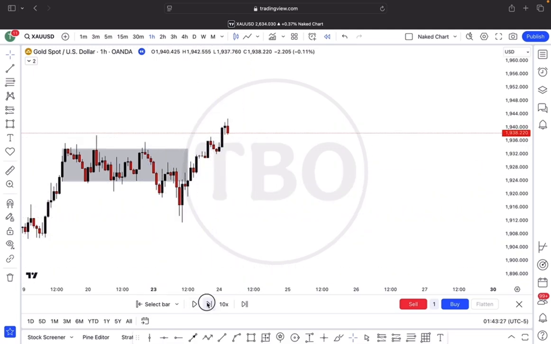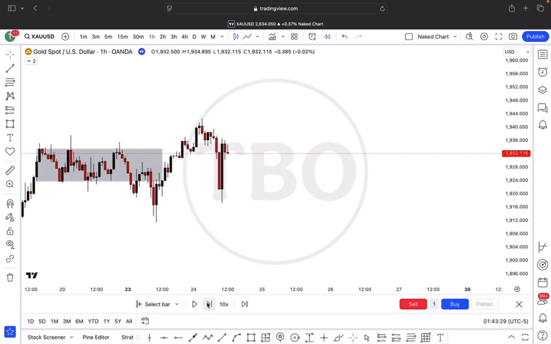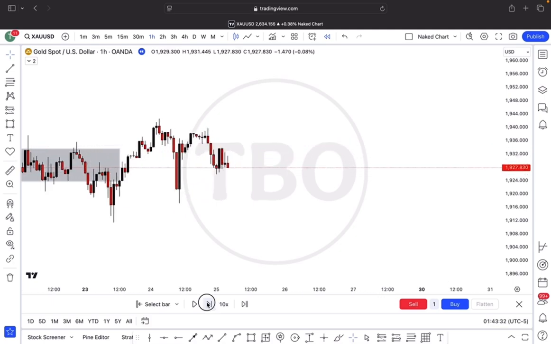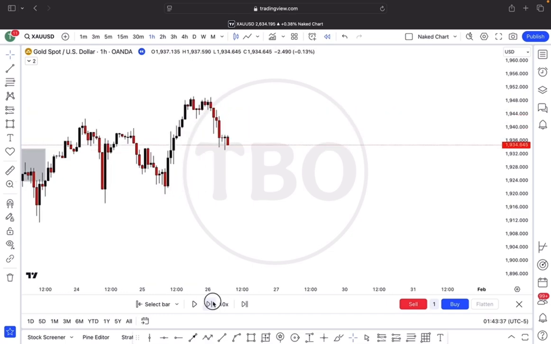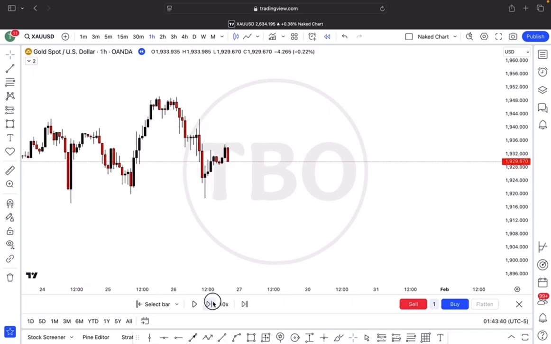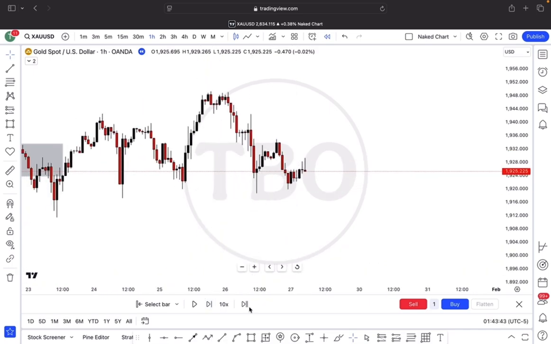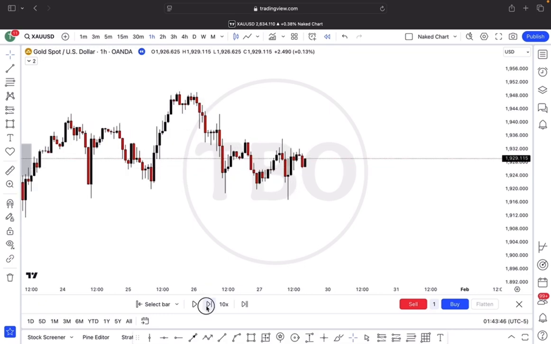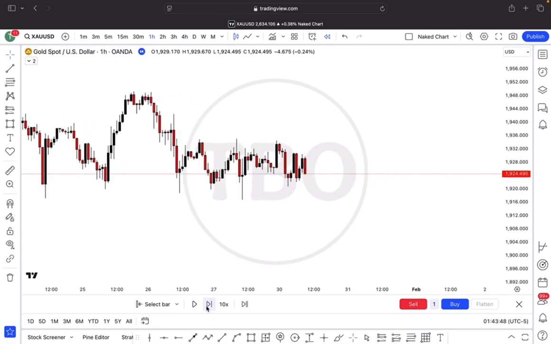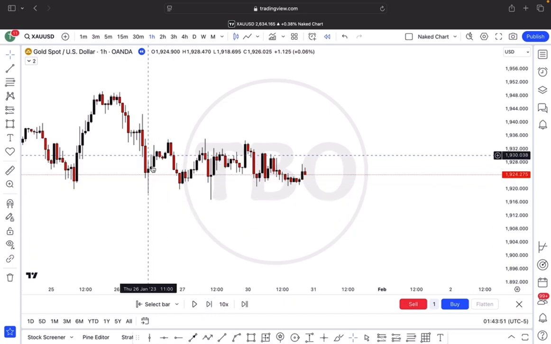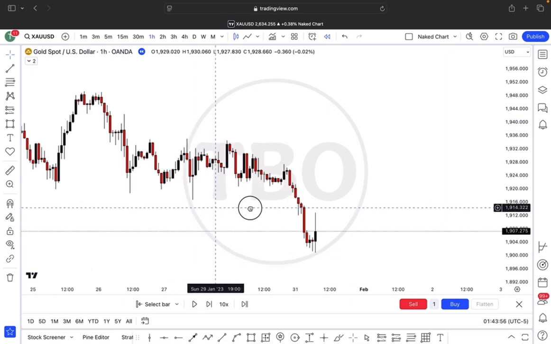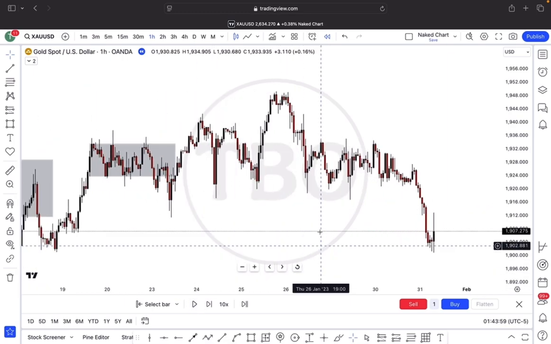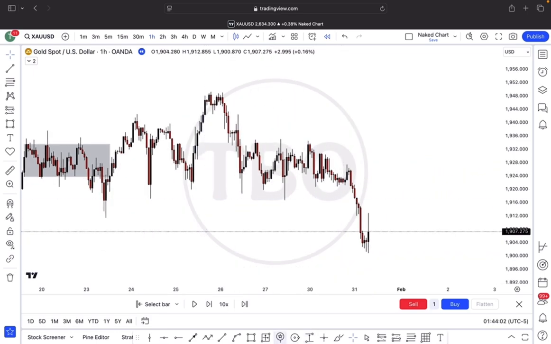So we're having a rally right now. Still rallying. So nothing yet. So we're having a base right there. As you can see, consolidation. There we go. So guys, as you can see, we have the rally. Then we have the base.